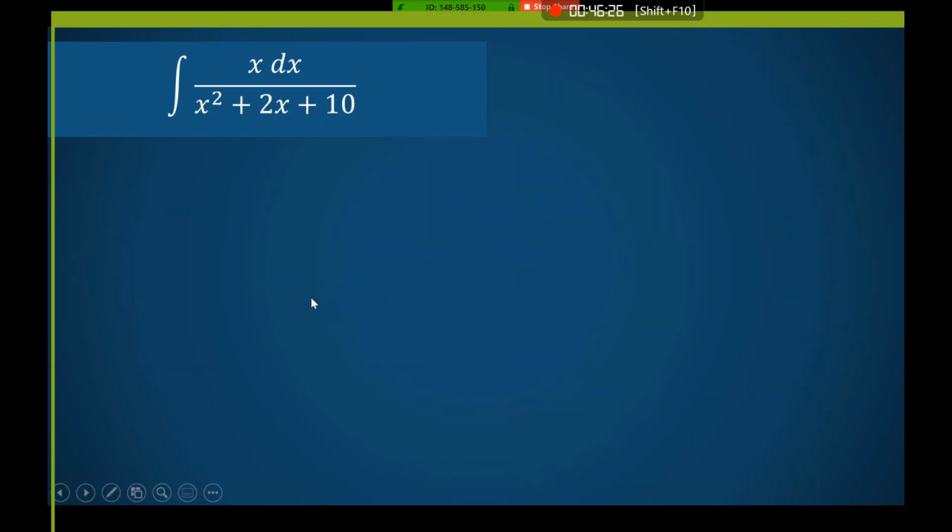Last one for today. Starting with Eric. What's my first substitution? X squared plus 2x plus 10. Okay, that means u prime is equal to what? 2x plus 2. Now that's not what I have on top. How could I rewrite this so that I get 2x plus 2?